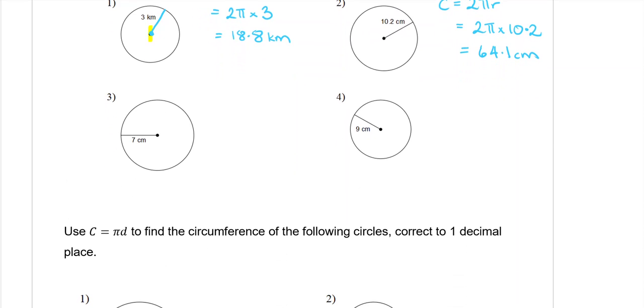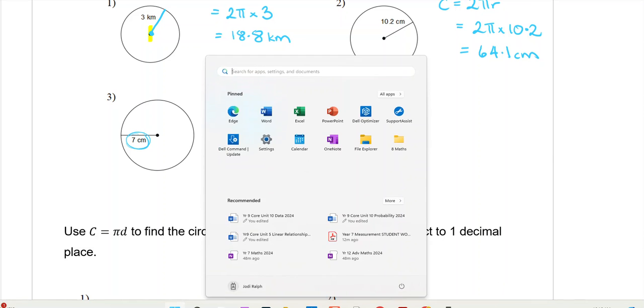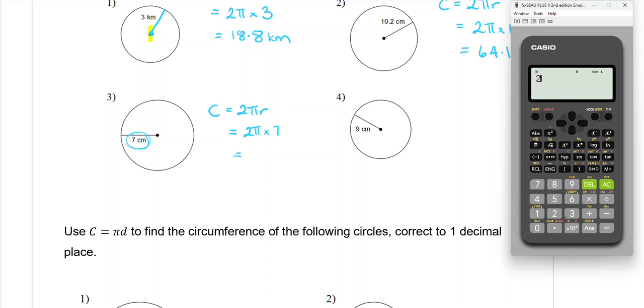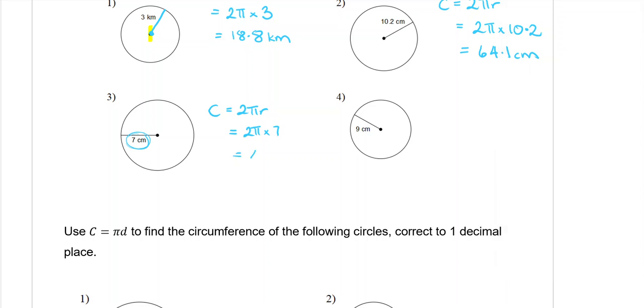Question 3, that 7 is a radius, so our formula is C equals 2 pi r. Second line, sub in that the radius is 7, so 2 pi times 7. Third line, type it into the calculator. 2 pi times 7 is 43.98. Because the 8 wants to round the 9 up, we're going to have to round that all the way up to be 44.0 centimetres.